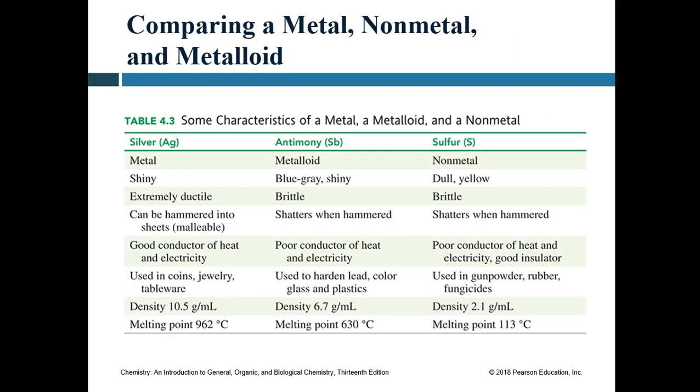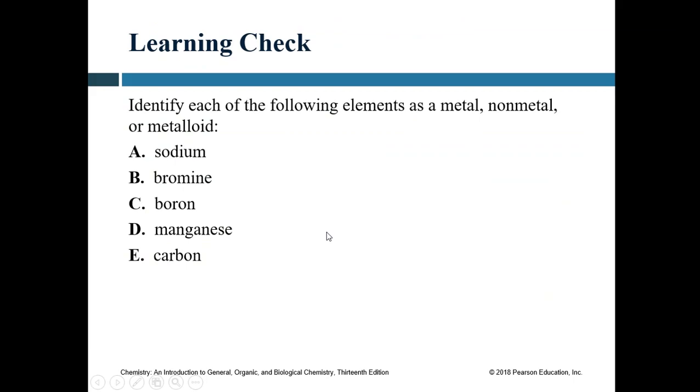All right, so table 4.3 gives us some characteristics of a metal, a metalloid, and a nonmetal, which is just what we just talked about. It gives silver, which is a metal, and sulfur over here, which is a nonmetal, and then here's our antimony, however you want to say it, and you'll notice that it has some properties of both a metal and a nonmetal.